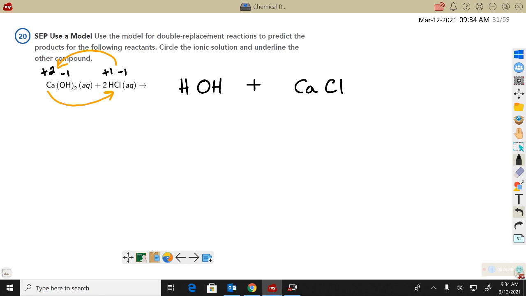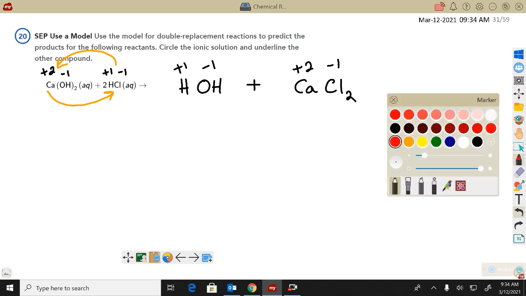But now I made new combinations of ions, and I must check the charges. So that's why I like just having the charges in, because I'm going to need them anyways. Hydrogen is a +1, hydroxide is -1. Calcium is a +2, chlorine is a -1. Well, my HOH is neutral, but I'm going to need 2 chlorines here. So I get a +2, -2. Awesome. And now one of the last things I would do is balance it.